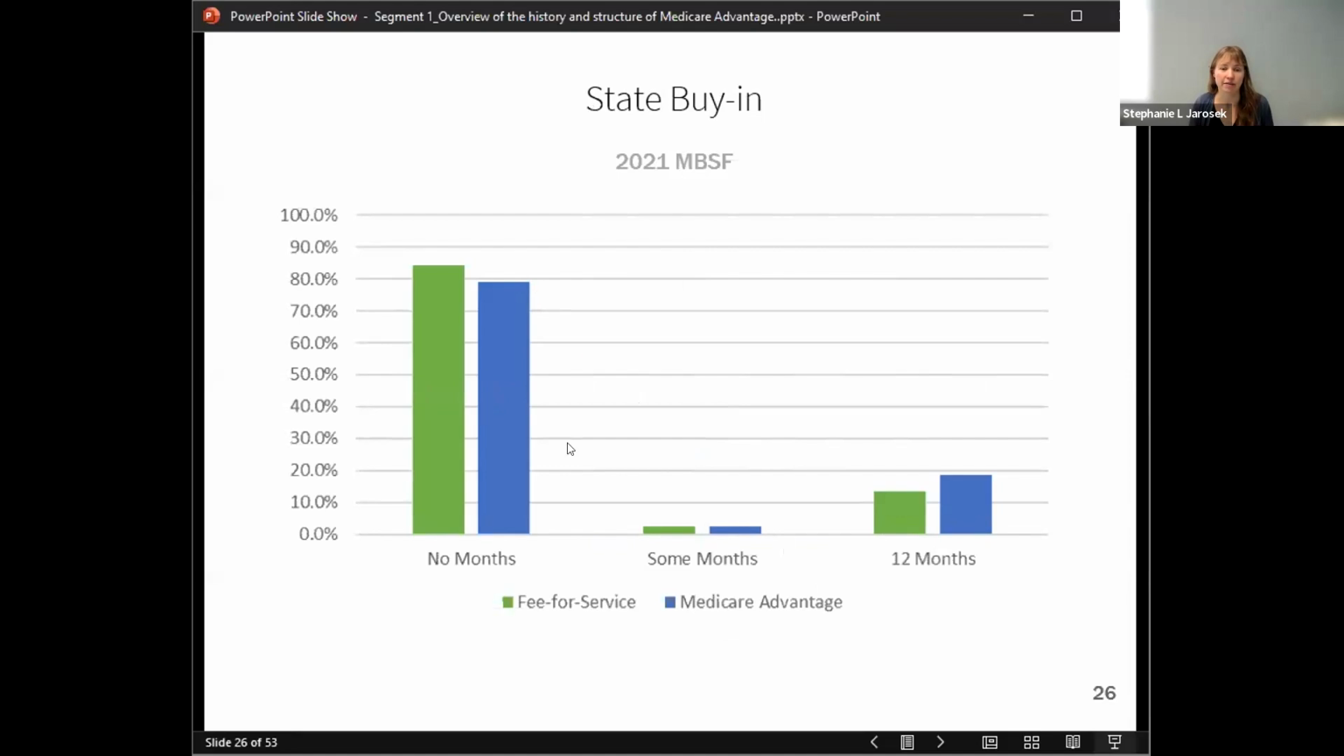We do have slightly more Medicare Advantage use among people with 12 months of state buy-in. And that could be partially due to the dual eligible special needs plans, the DSNPs.